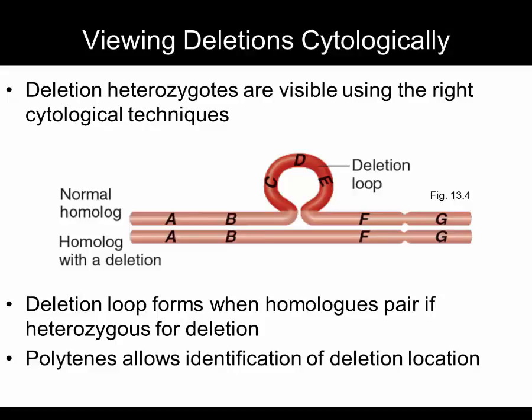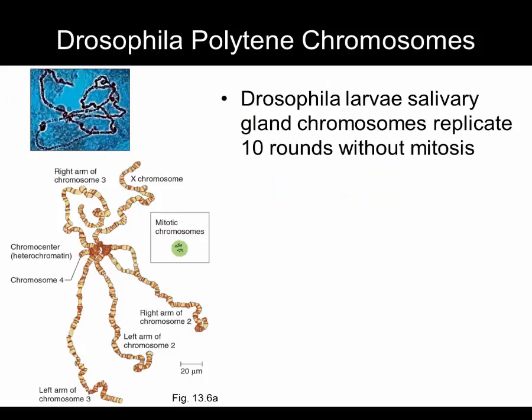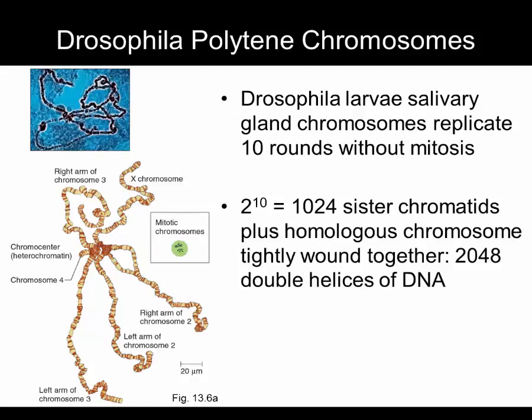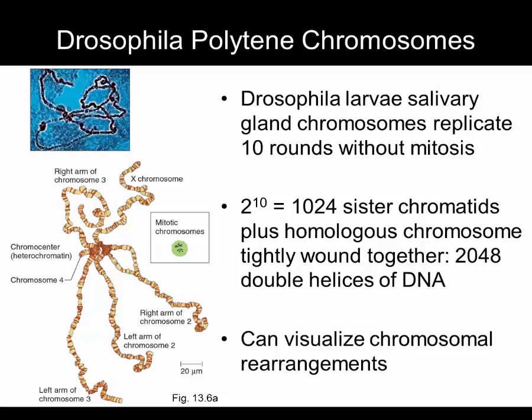But in certain cells, flies have these odd polytene chromosomes that make visualization possible. Specifically, they are found in the salivary glands of the larvae. In these cells, the chromosomes undergo 10 rounds of replication without separating, leading to over 1,000 sister chromatids. And with the homologous chromosomes combined, that's over 2,000 strands of DNA. With this many strands, it's certainly possible to see chromosomal rearrangements.